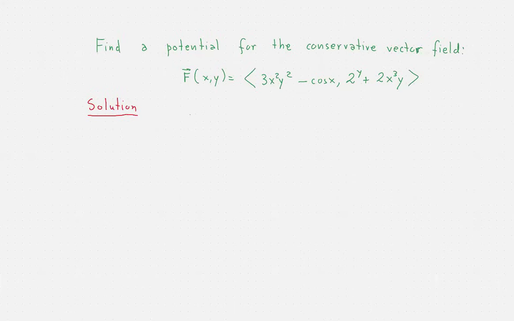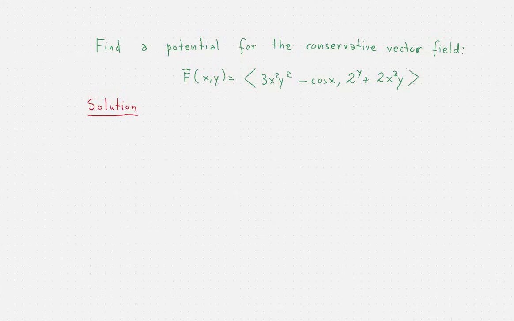Okay, so we would like to find a potential for the conservative vector field 3x squared y squared minus cosine x on the first component and 2 to the y plus 2x cubed y on the second component. And what that pretty much means is we want a scalar function that has this vector field as its gradient.